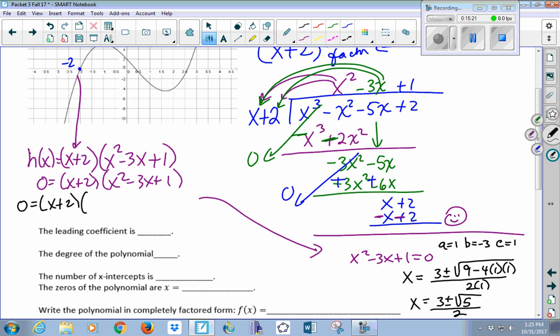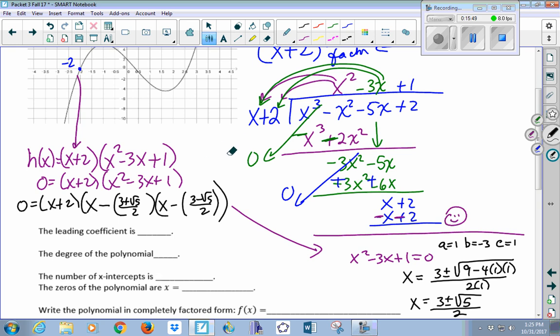So that looks like this. X take away 3 plus the square root of 5 over 2. And the other zero is 3 take away the square root of 5 over 2. So x take away 3 minus the square root of 5 over 2. So that's the polynomial that we started out with in completely factored form.